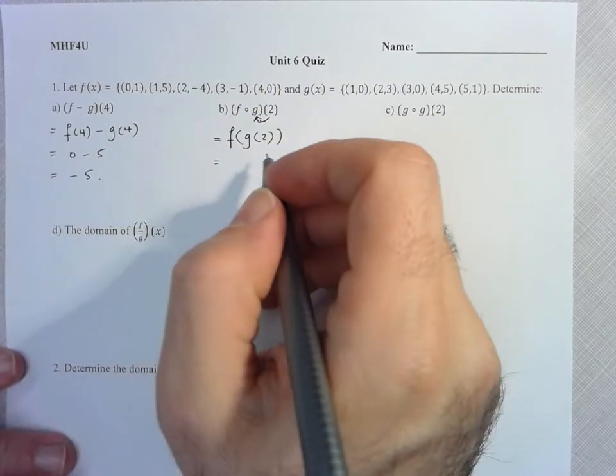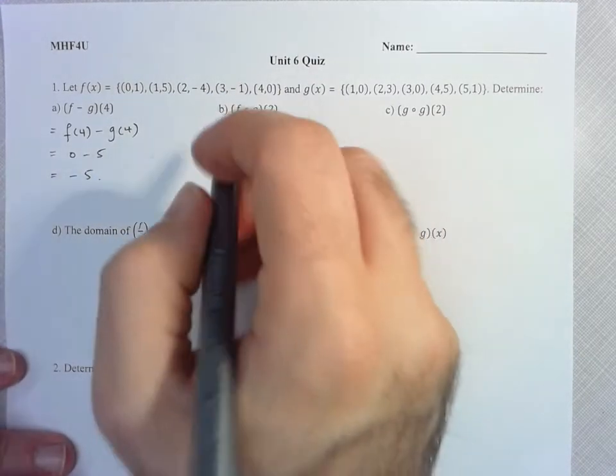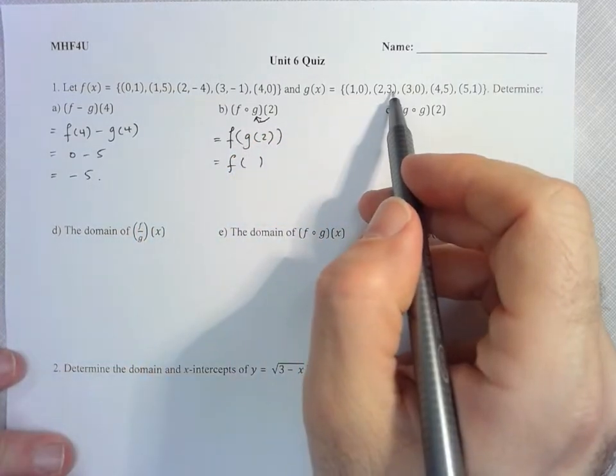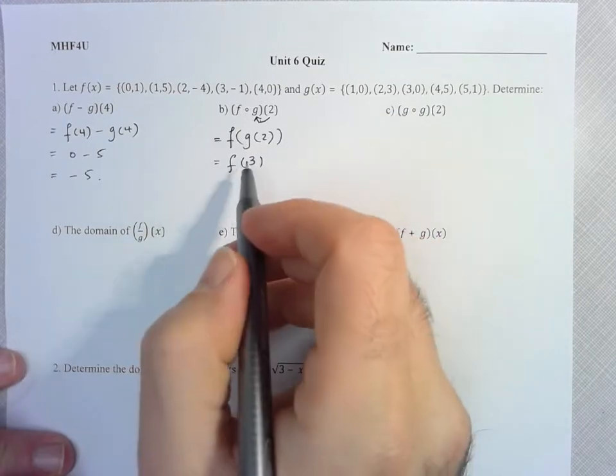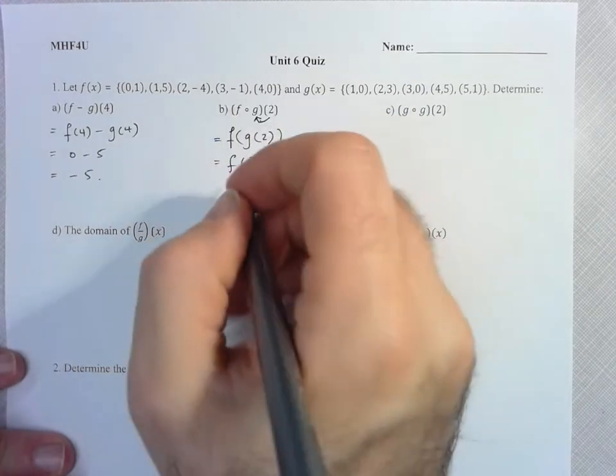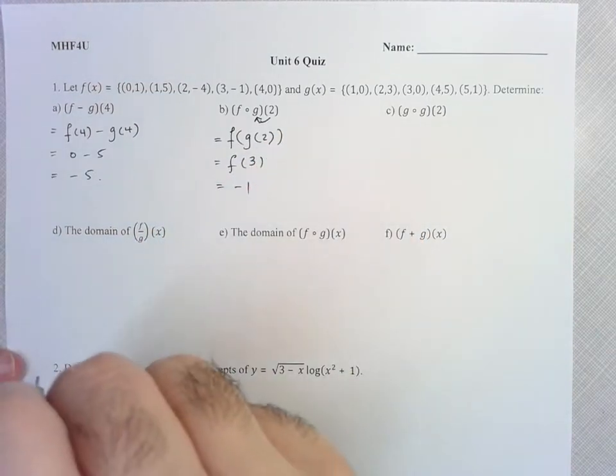So first thing, again, we work from inside to out. So the first thing I have to calculate is g at 2. So g at 2 is equal to 3. And now it's this output that becomes the input to f. And if we look at f at 3, we get negative 1.